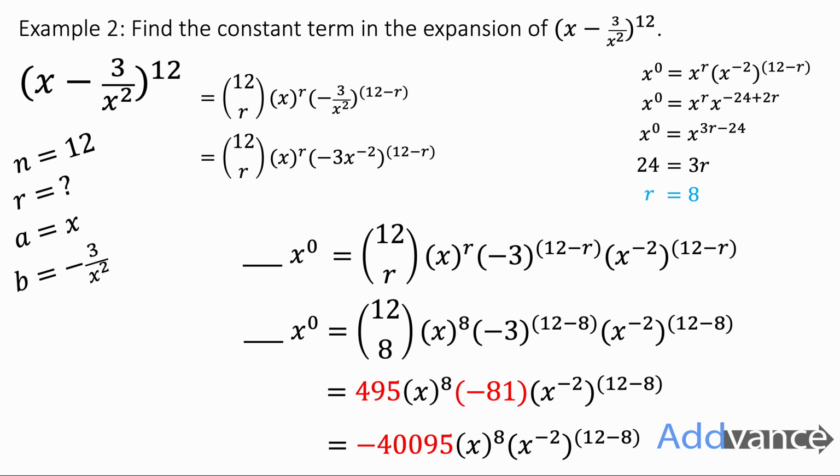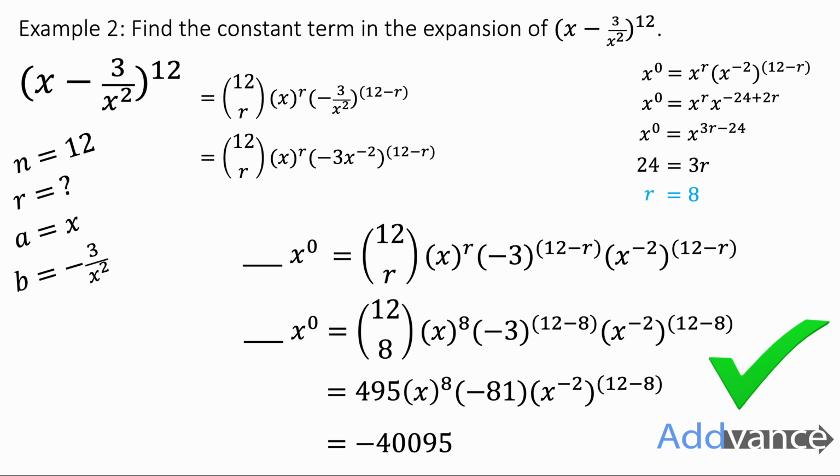So we multiply the numbers together, we simplify the x's, and you'll realise that it's x to the power 8 times x to the power minus 8, which does add together, the powers add together to get 0, which is what we wanted. And we're left with just the constant term, just a number on its own without any x's, as we wanted. The x to the power 0 term is the constant term. And so the final answer is minus 40,095.